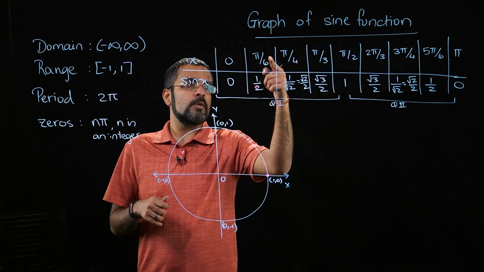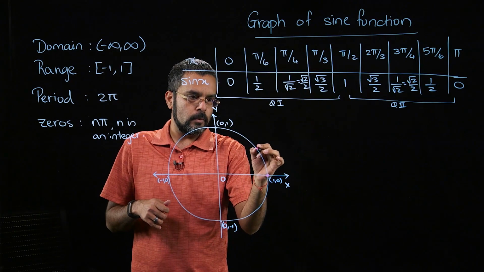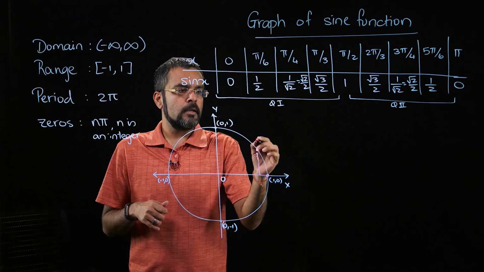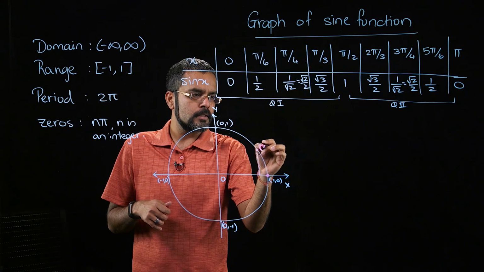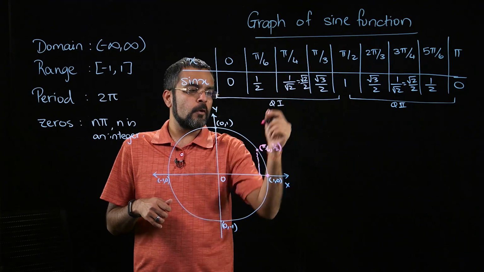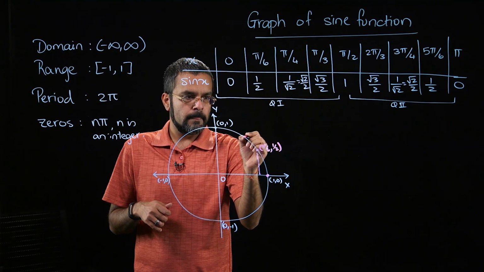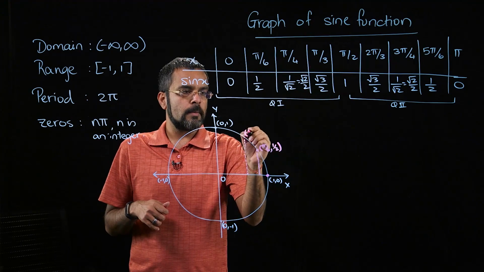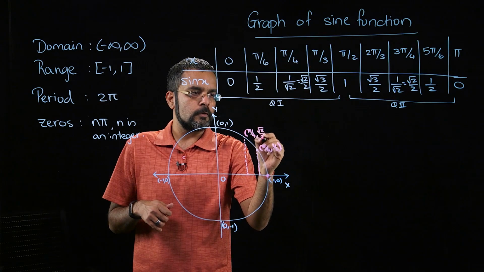Then we have sine of pi over 6, which is going to be 1/2, and so that's going to be roughly over here, and that's your value of sine, okay? So this is sine of pi over 6, which is 1/2: pi over 6, comma 1/2, okay? And then I have sine of pi over 4, which is root 2 over 2, so pi over 4 is going to be somewhere about here. Okay, and so this is pi over 4, and then this is root 2 over 2, or 1 over root 2, whichever you prefer.